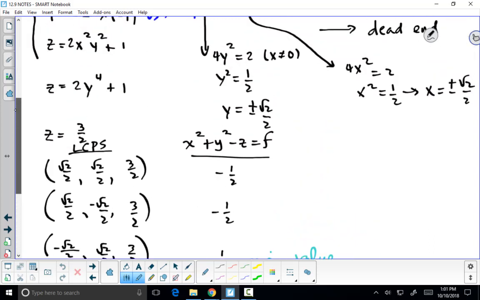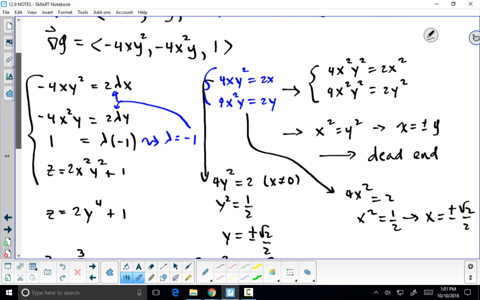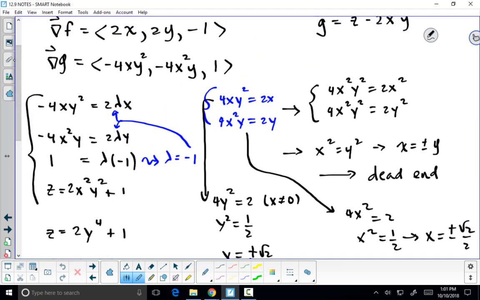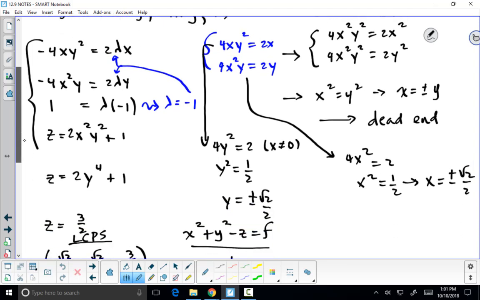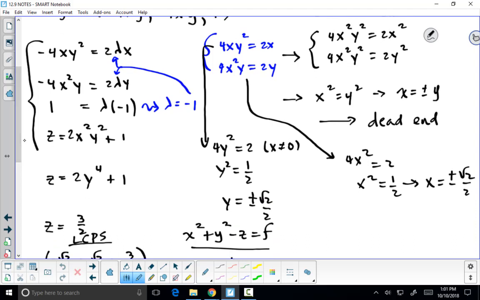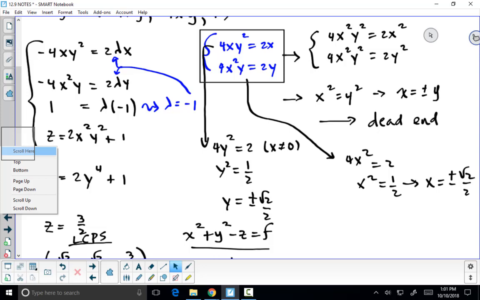So if we look up here, to refresh your memory, we did the gradient of the function f, we did the gradient of the constraint, and we got this stuff in here. Focus your attention right in this area. We had a couple of options here. We said we could divide by x, and if we divide by x, then we have to assume that x is not 0 in that case. And then what if x is 0 was our issue down here.